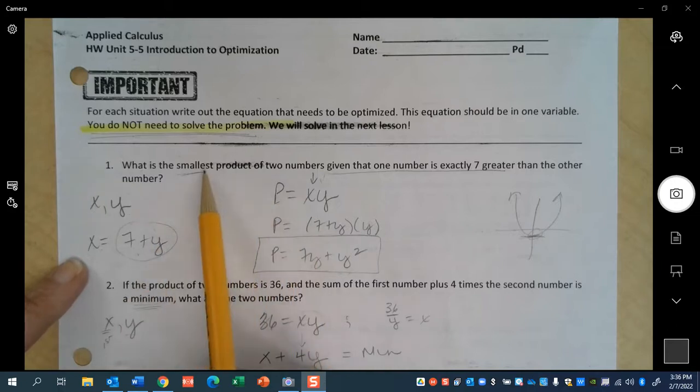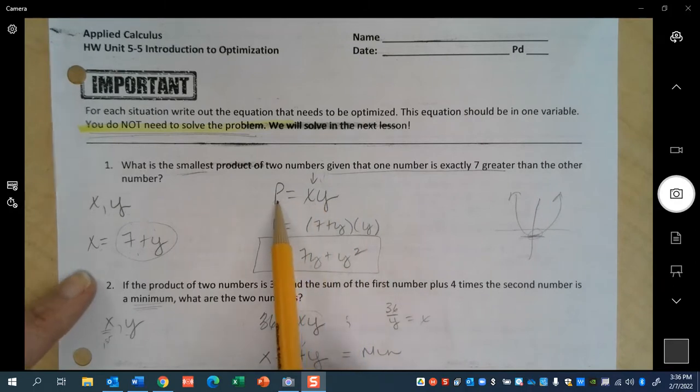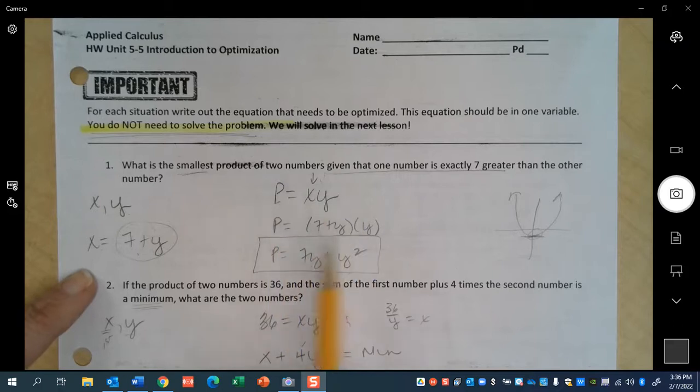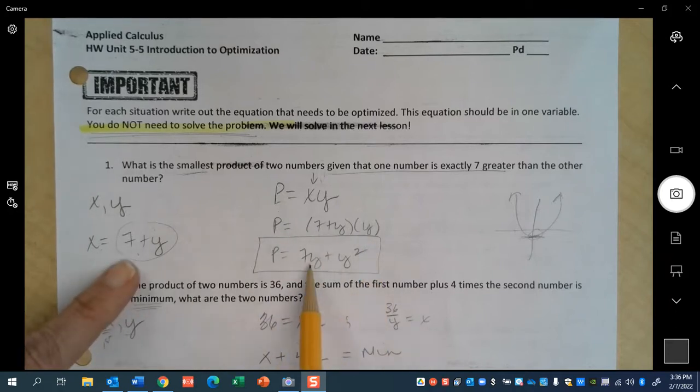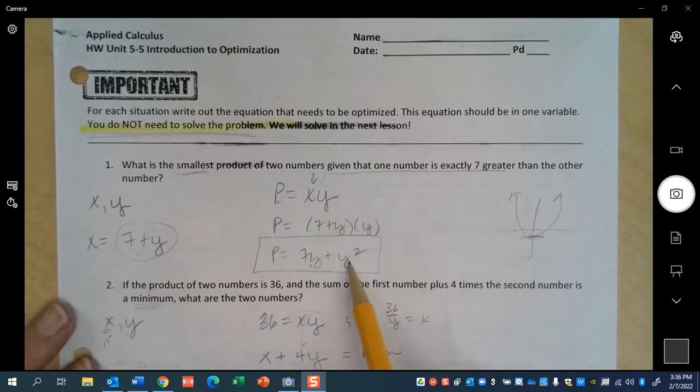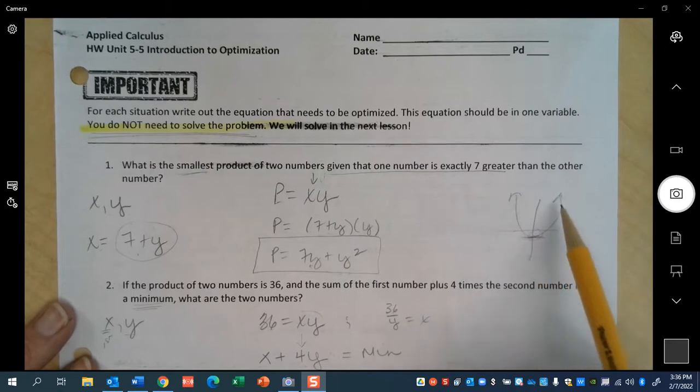I'm looking to minimize my product, so I know that x times y is going to be equal to my product, and I'm looking for my smallest. Instead of writing x, I'm going to write (7 plus y) times y, and that's what's going to be recognized as my equation. Now here's what we need to understand: this is a positive quadratic, so it's going to be up like a cup, graph-wise.